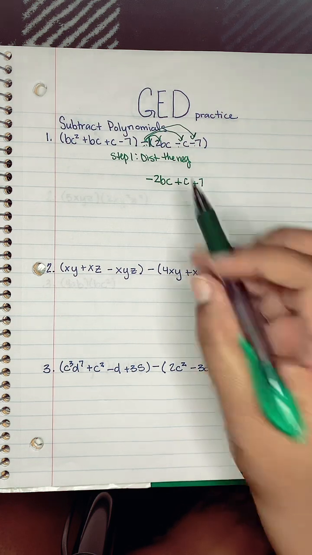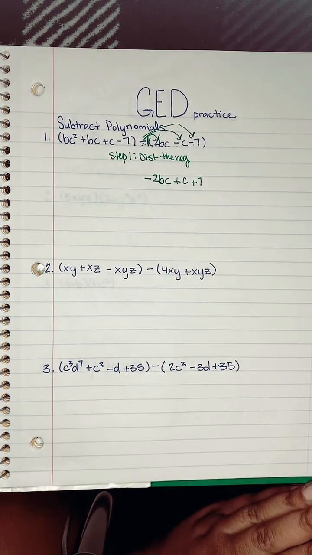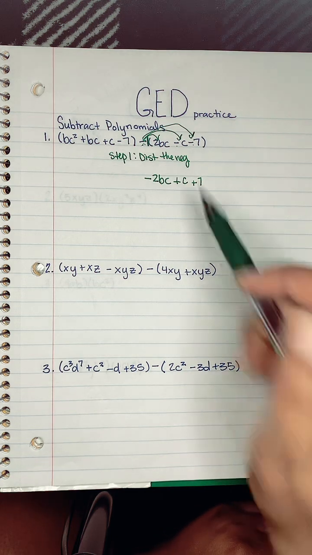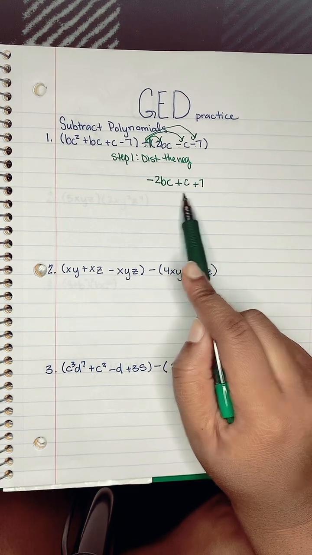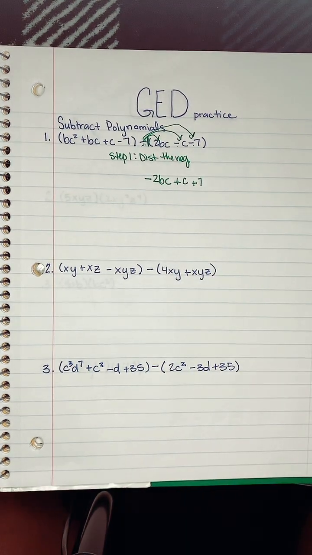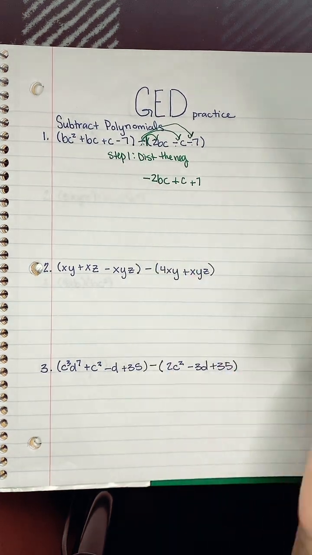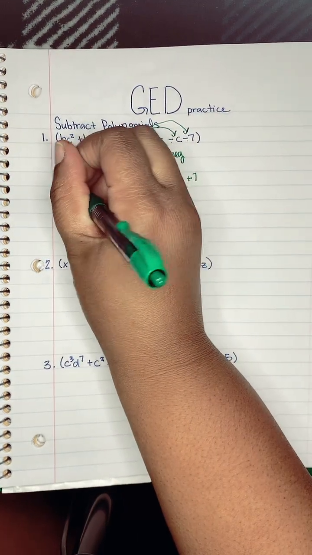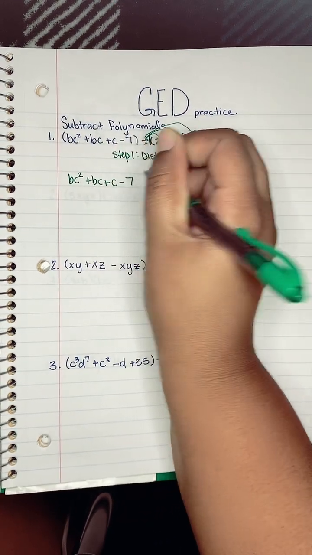Listen to the key word I'm saying. We're multiplying, not adding. It's a different rule. Okay? So whenever we multiply, a negative times a negative is a positive. Okay? Now, since this doesn't have a negative in front, we're going to drop everything down like it is. So we get BC squared plus BC plus C minus 7.